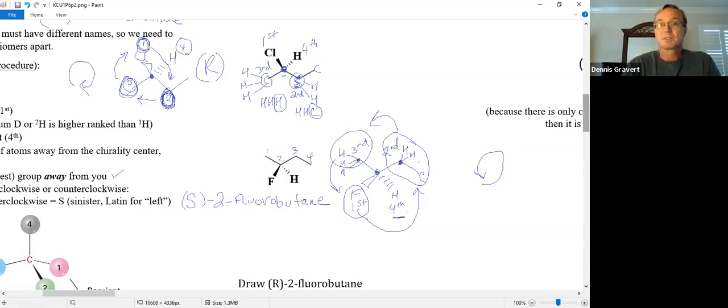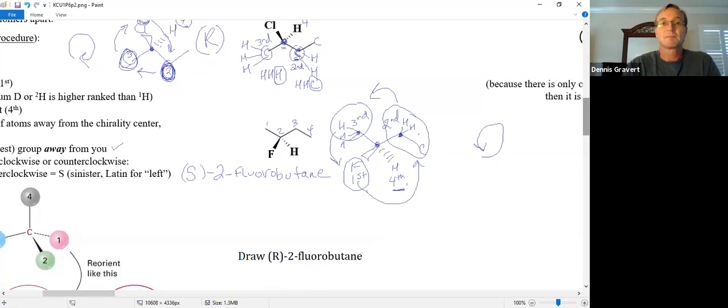Here's another troublesome bit. Can you draw for me R2-fluorobutane? Okay, so that could be an exam question. The real exam won't have R2-fluorobutane. It might be S3-chlorohexane, right? Some other variation. So how do you do it?